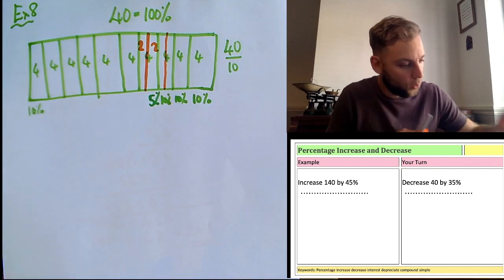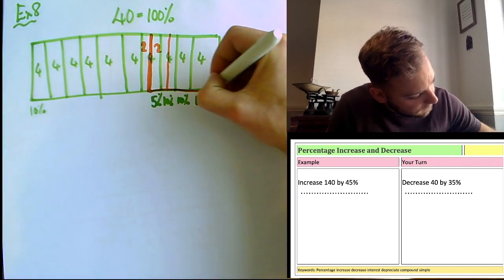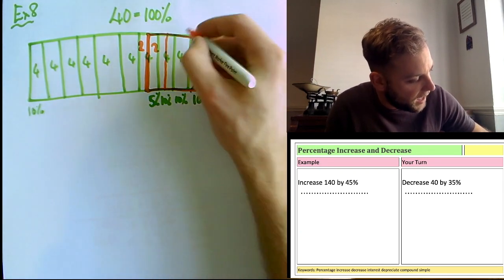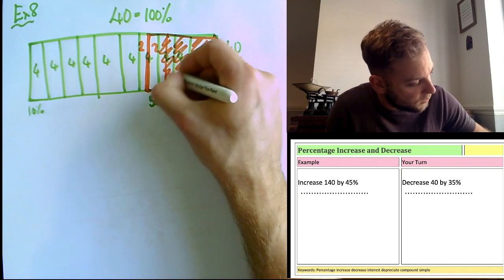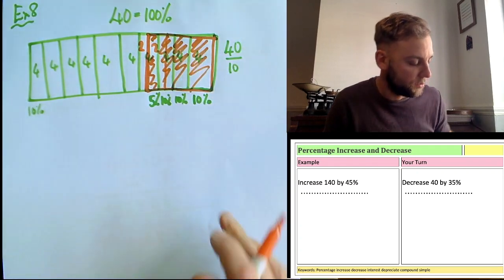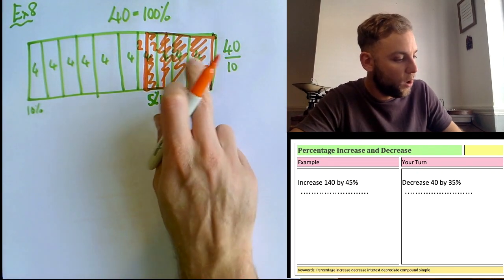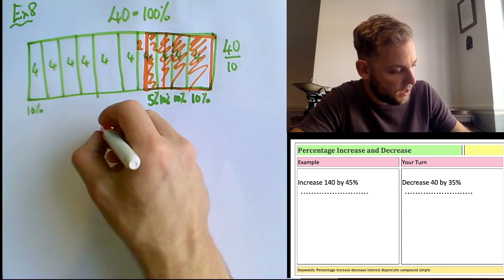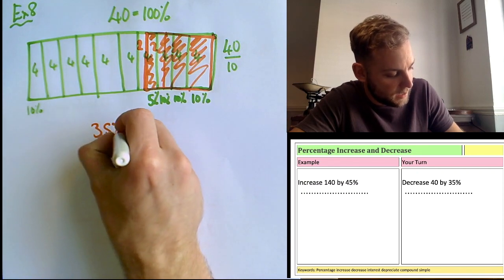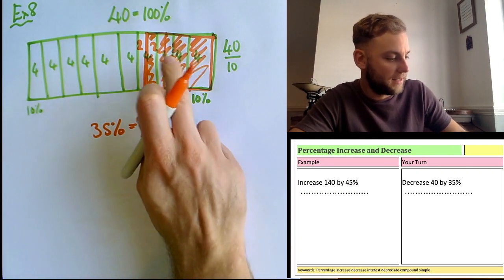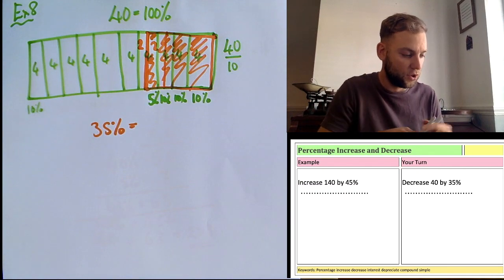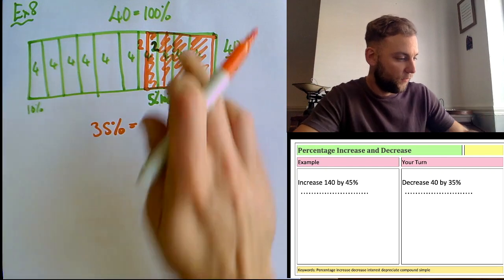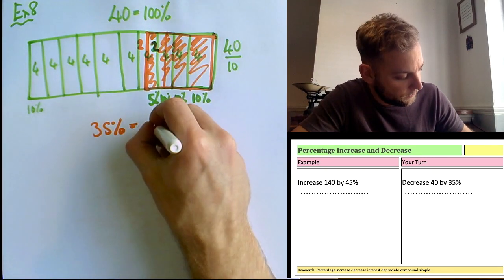So remember, it's going to be all of these now that I want to take away. So the first 10% there, take away this one, take away this one, and then take away half of one of these, which is 2. So that's going to be 4, 8, 12, 14, okay? So the 35% is equal to 4, 8, 12, and then this one here is worth 2, because it's 5%. So 4, 8, 12, 14.